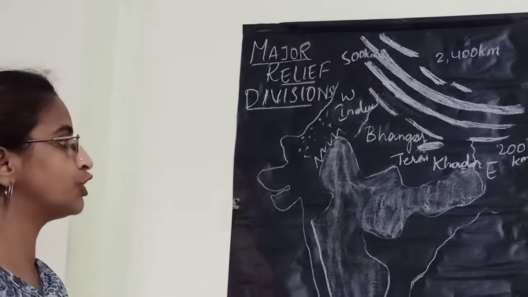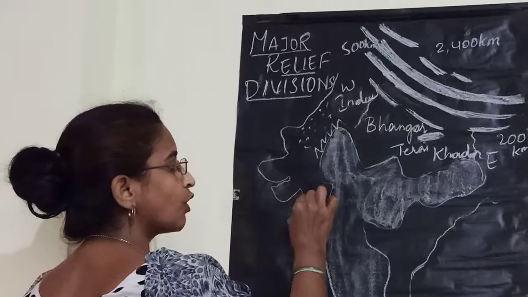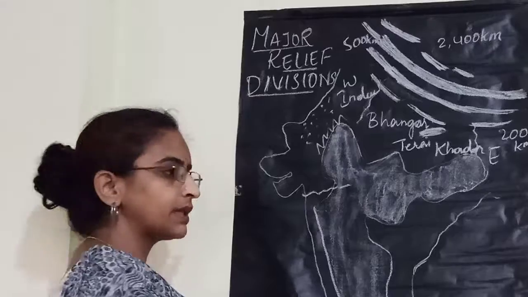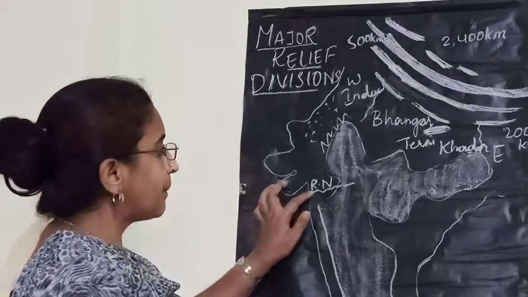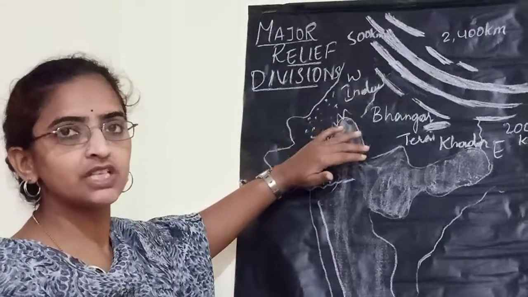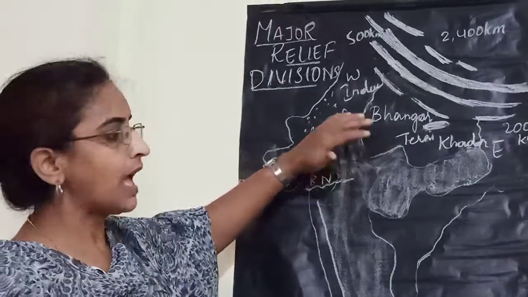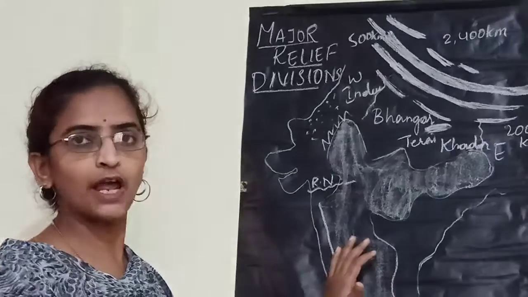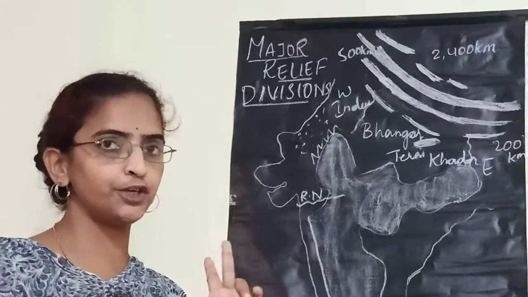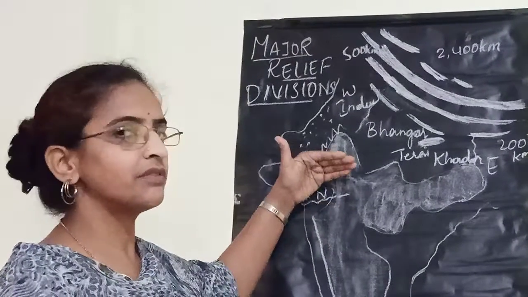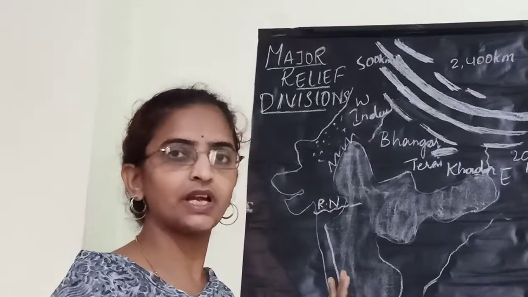Now let us come to the peninsular plateau. I'll draw a line over here. This is river Narmada. Above river Narmada, the plateau region we are seeing is called the Malwa Plateau, and south of river Narmada, the plateau is called the Deccan Plateau. So the total peninsular plateau is divided into two: above the Narmada river is the Malwa Plateau, and the south part is the Deccan Plateau.